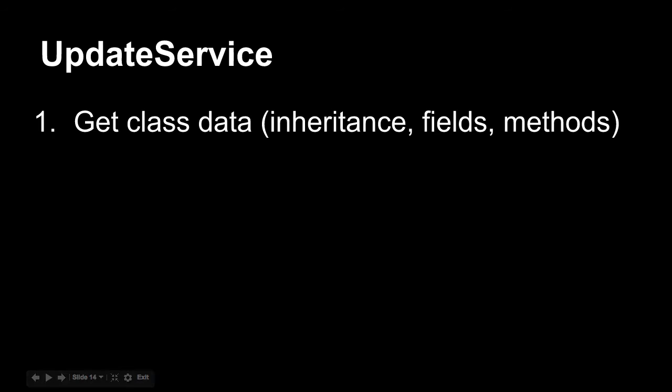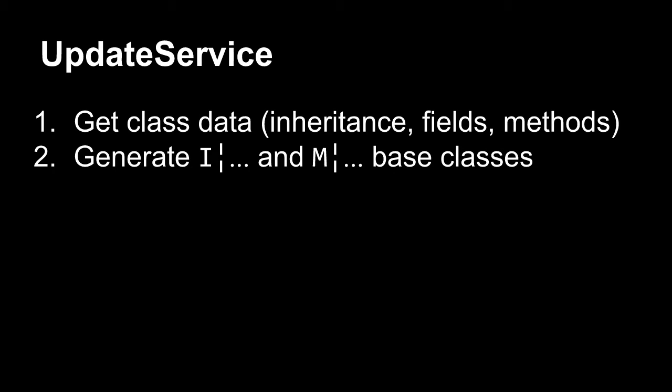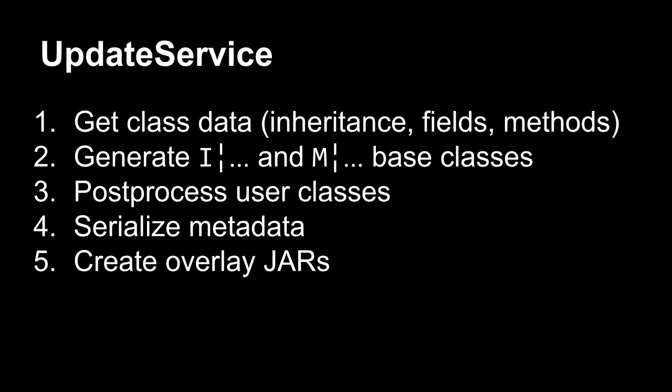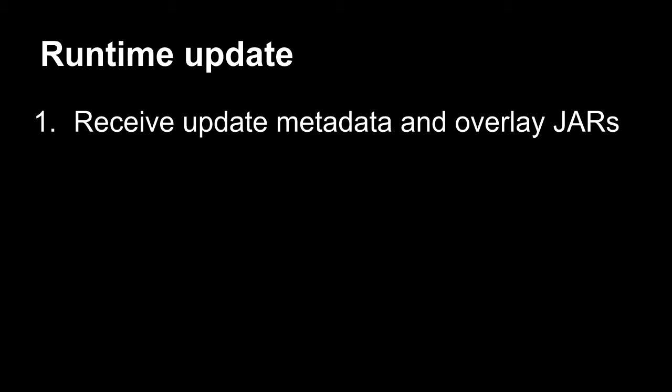So the way that the update service works is, first it gets the class data for all the classes that you've compiled: the inheritance, the fields, the methods, all that stuff. And it generates these base classes for the proxies and the base class for the different method implementations. And then for the actual user class implementations, it post-processes them, and I'll go into more detail about what those post-processing steps are. And then it serializes all of this metadata and creates overlay jars from the generated classes, and sends it over the network to the runtime. Then the runtime receives the update metadata and the overlay jars.